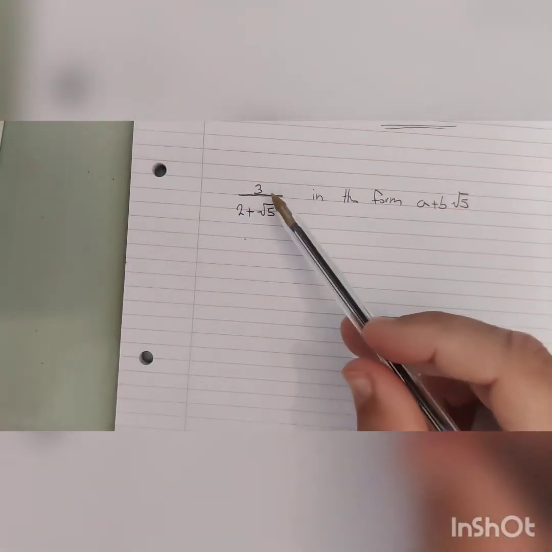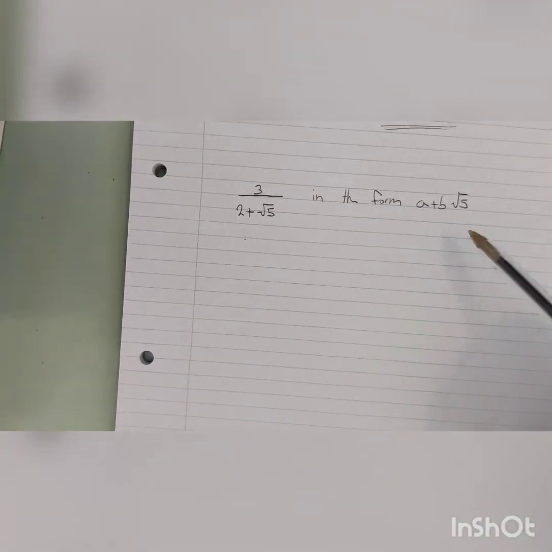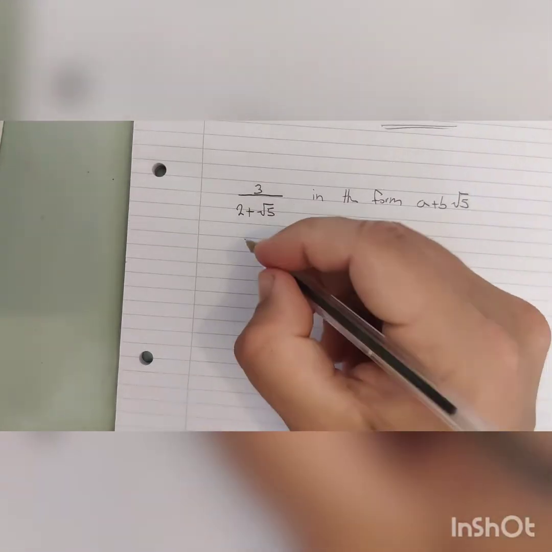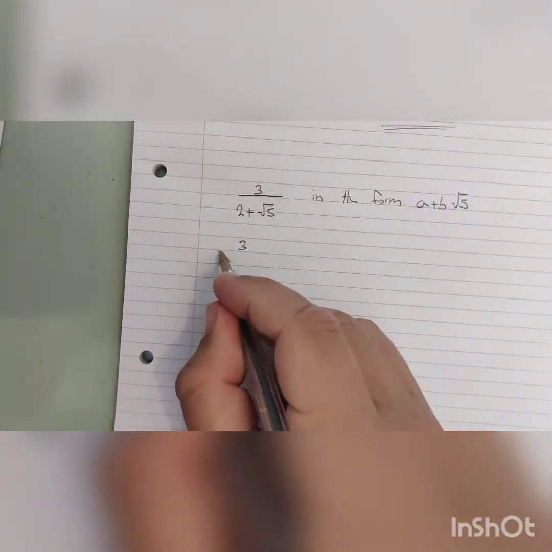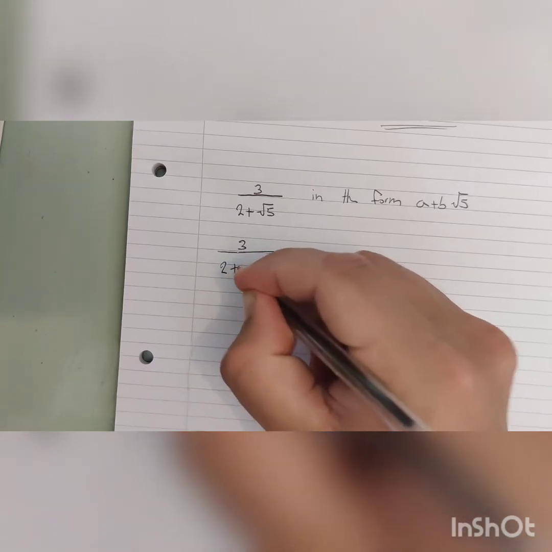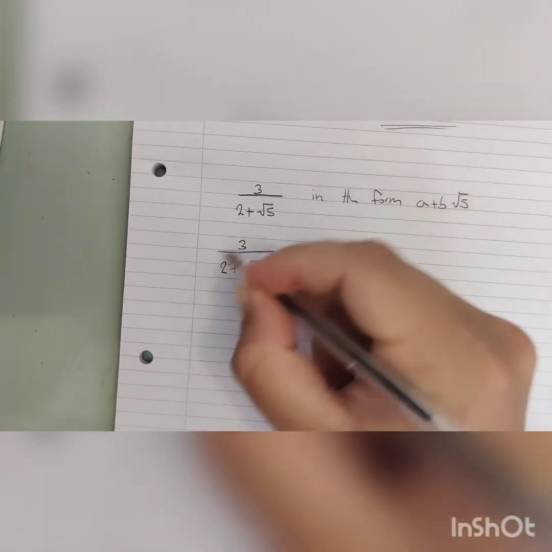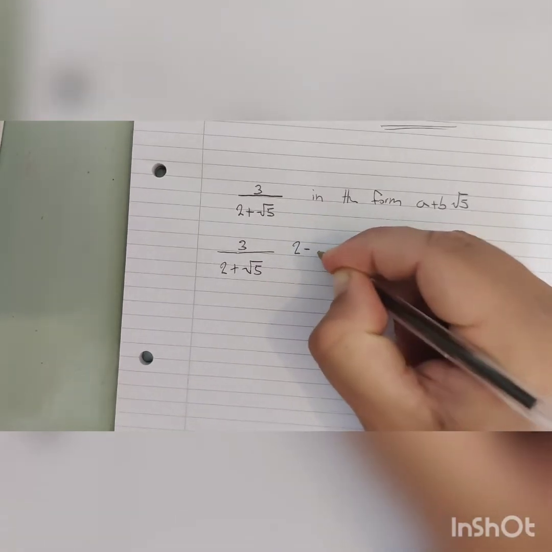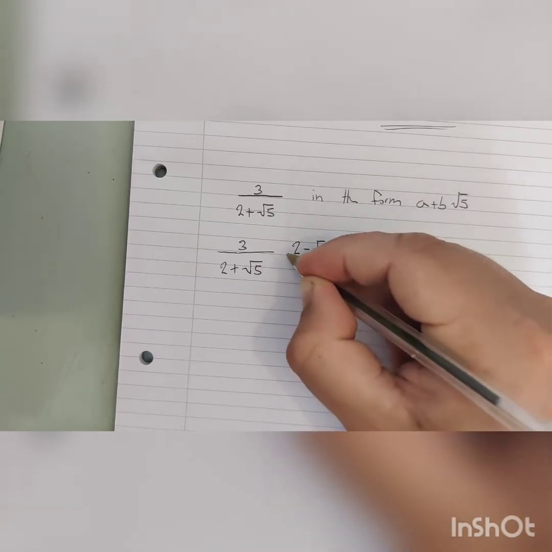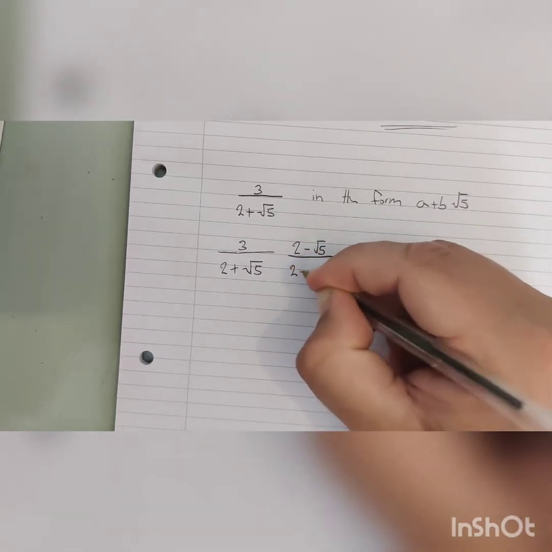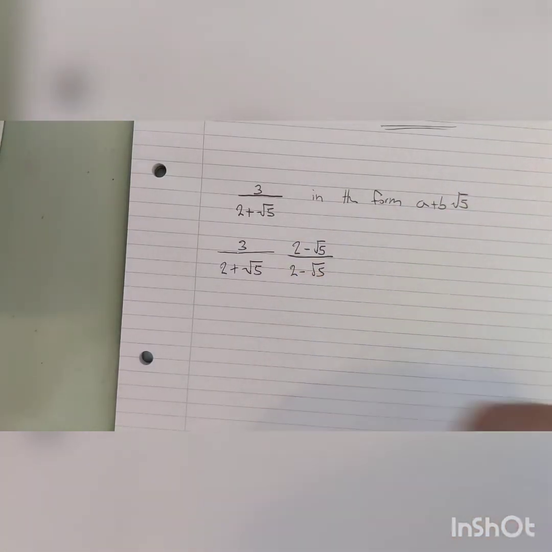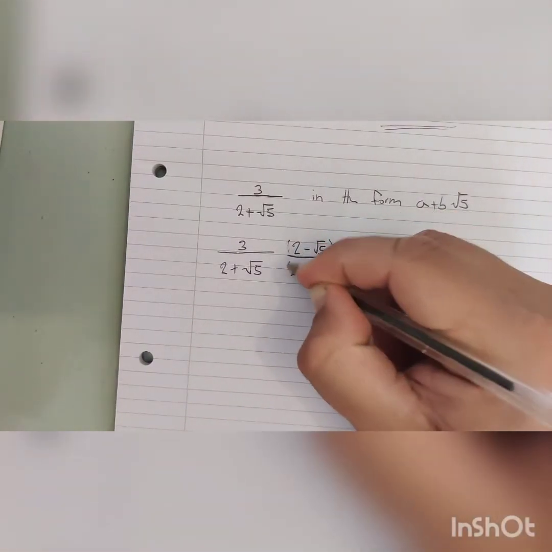Next, they want you to rewrite this expression in the form a plus b root 5. So what you want to do is multiply this whole thing by the denominator, but you want to make sure that you change the sign to a negative. And the reason that you want to make it a negative is because it will cancel down, whereas if it's positive you end up with an even crazier number. So you can keep these in brackets if that helps.